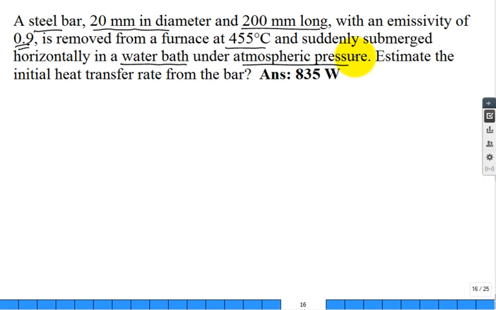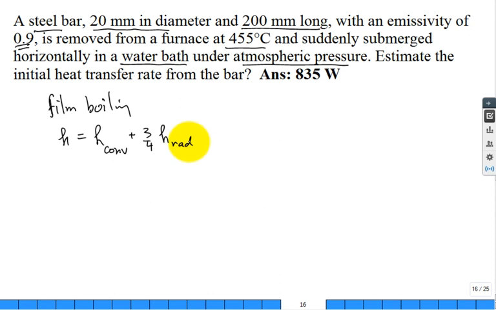Estimate the initial heat transfer rate from the bar. Well, you think you have free convection? No, too high of an excess temperature. How about nucleate boiling? No, look at the excess temperature. It's going to be too high. You're going to have film boiling. So let's just assume it's going to be film boiling and you apply the correlations that we've been working on. So if you wanted to estimate the initial rate of heat transfer, you can get an h based on the boiling convection correlation, and then we'll use the relationship that you add 3/4 of the h from a radiative analysis.